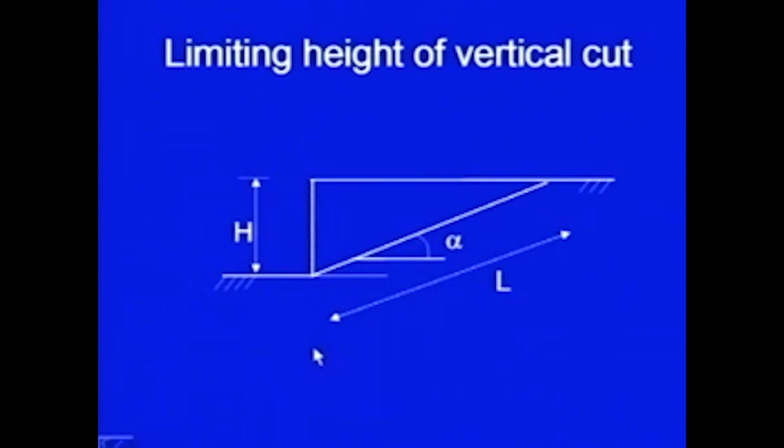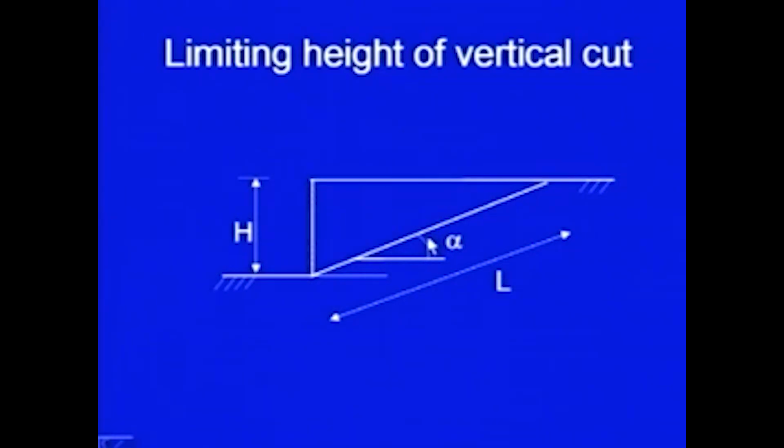Let me now go to another case. Again, it is the same problem which we did last time, but I am now trying to find out what can be the limiting height of a vertical case. So, here again this is the upper surface, and this is the ground level, and here is the slope, and this is a discontinuity or bedding plane at an angle alpha.